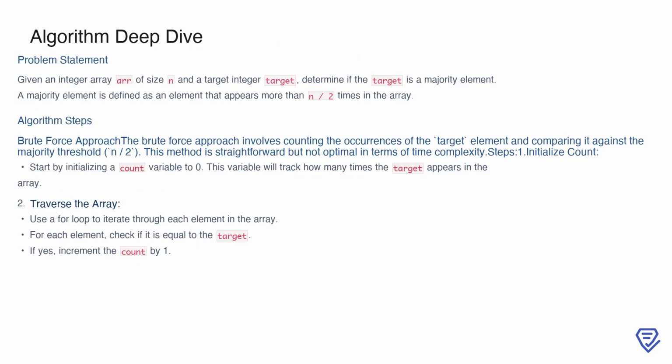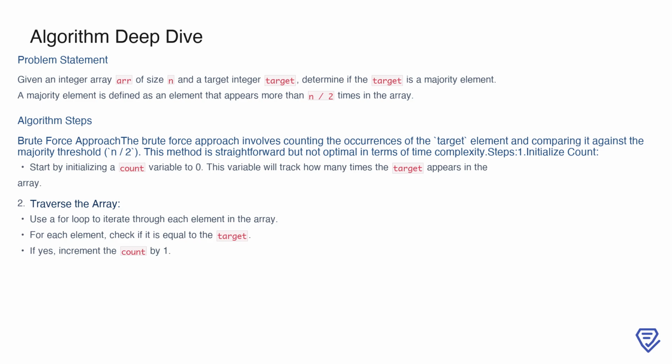Here, the goal is to determine if a given integer, referred to as the target, qualifies as a majority element within a sorted array. A majority element is defined as an element that appears more than half the length of the array, or n/2 times. For example, in an array of size 5, a majority element would need to appear at least 3 times. To solve this, we can start with the brute force approach.